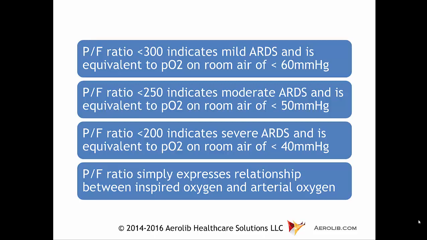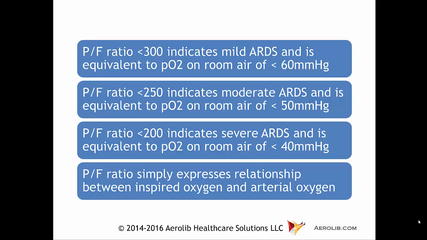A PF ratio less than 300 is mild ARDS and is equivalent to PO2 on room air of less than 60 mm mercury. So this is the ratio that we are looking at for our acute respiratory failure. If you keep going further down, a PF ratio less than 250 is moderate ARDS and is equivalent to PO2 on room air of less than 50. A PF ratio less than 200 indicates severe ARDS and is equivalent to PO2 on room air of less than 40 mm mercury.